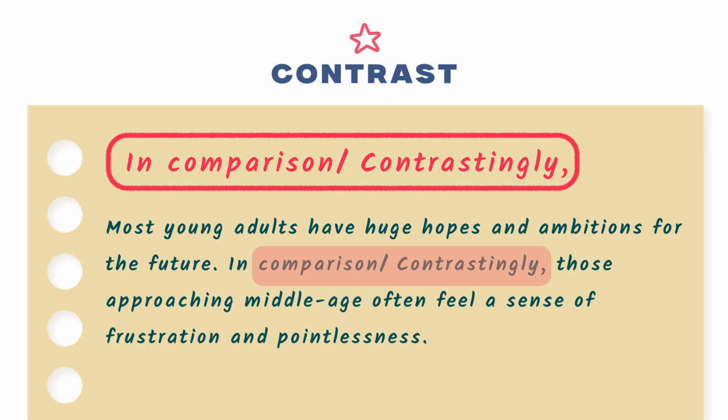So there are two different ideas here. Those adults who have huge hopes and ambitions, all right, and those middle age who feel a sense of frustration and pointlessness, all right? So if we want to show this contrast between these two different, let's say, groups of people, we can write in comparison or contrastingly. Our next linking word to talk about a contrast is despite.